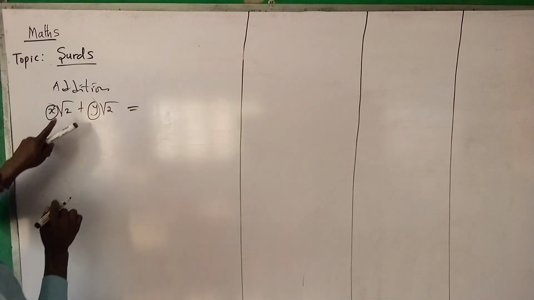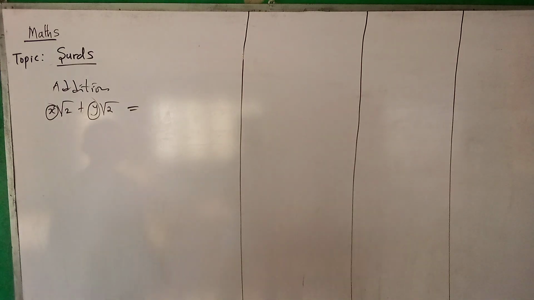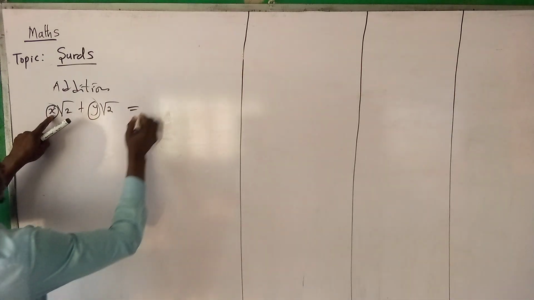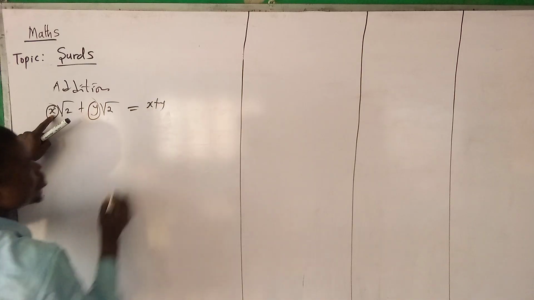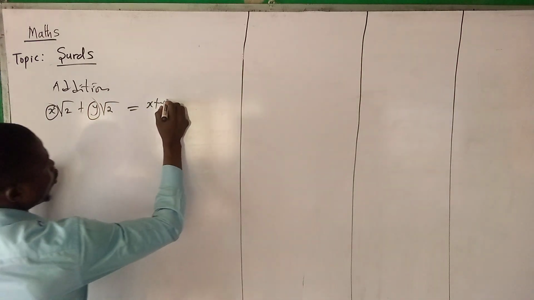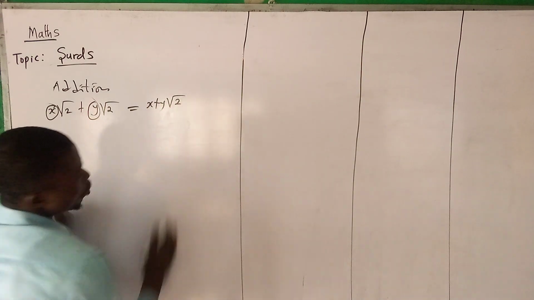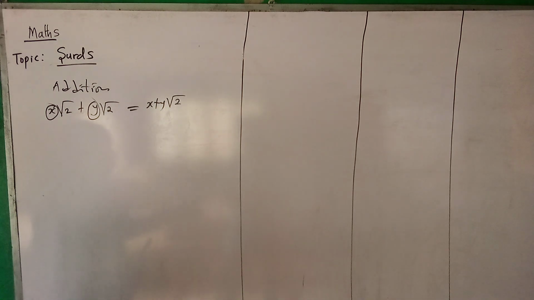If you add it, then you collect only one surd. What do I mean by that? I'm going to add x and y. I will get x plus y. Then I will collect one surd 2.